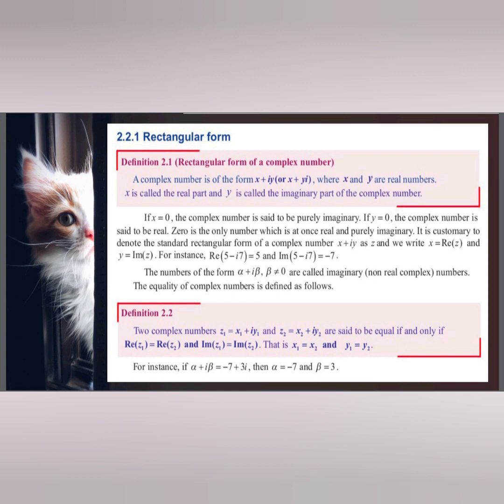Now we will see the next definition. Two complex numbers z1 is equal to x1 plus iy1 and z2 is equal to x2 plus iy2 are said to be equal if and only if the real part of z1 is equal to the real part of z2 and the imaginary part of z1 is equal to the imaginary part of z2. That is, x1 is equal to x2 and y1 is equal to y2.